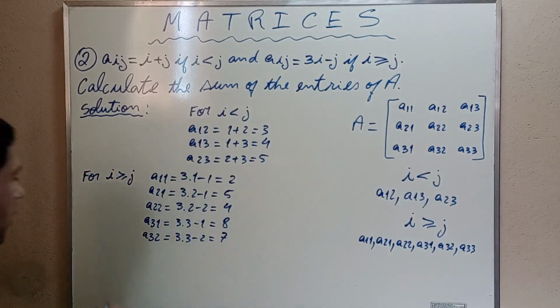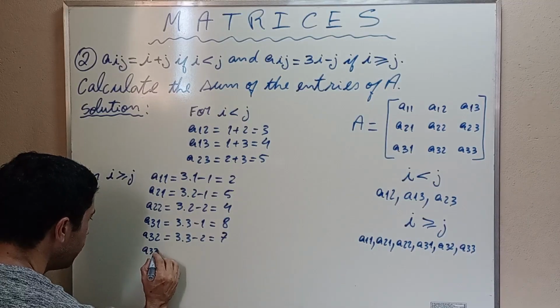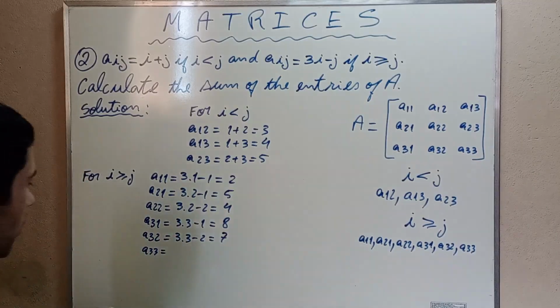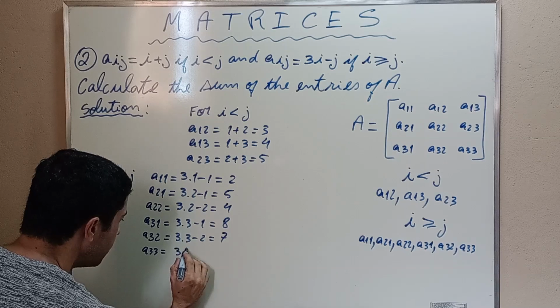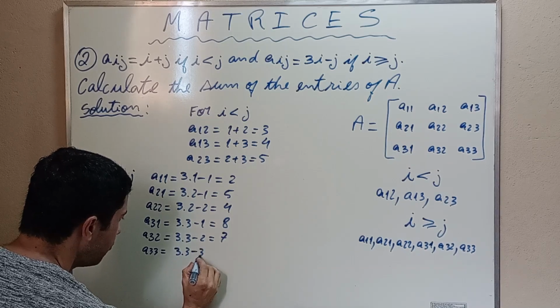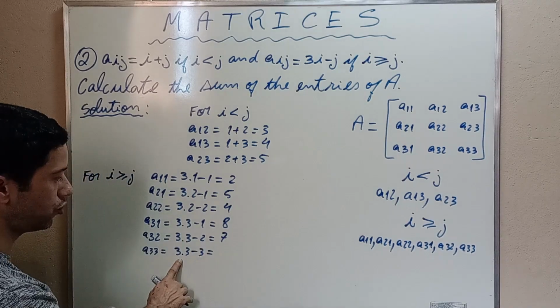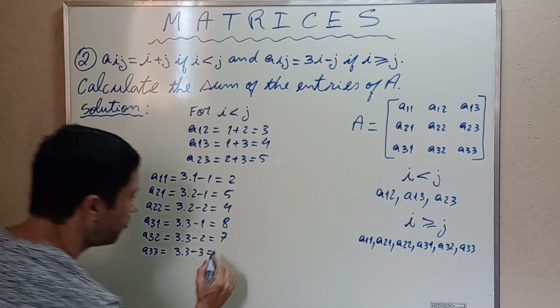And the last one, A33 is equal to 3 times 3 minus 3, and this is equal to 9 minus 3, 6.